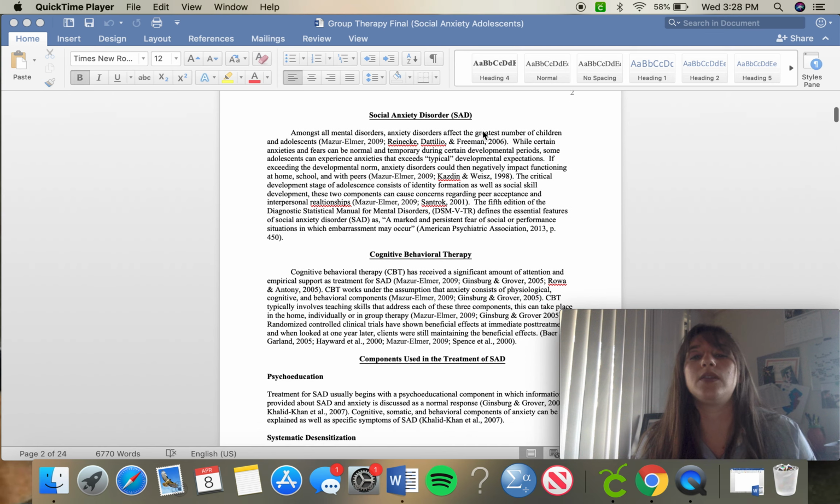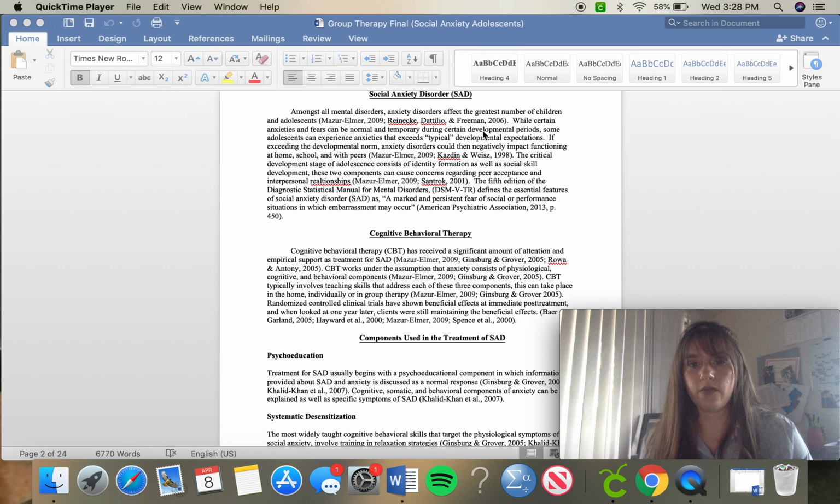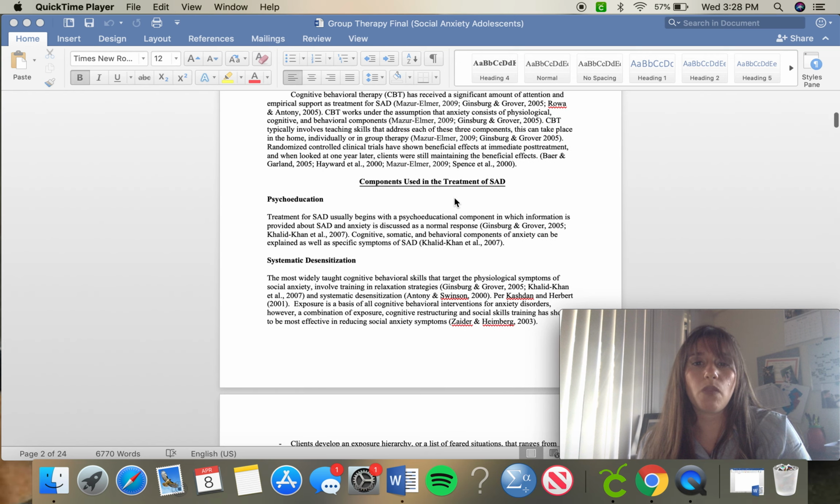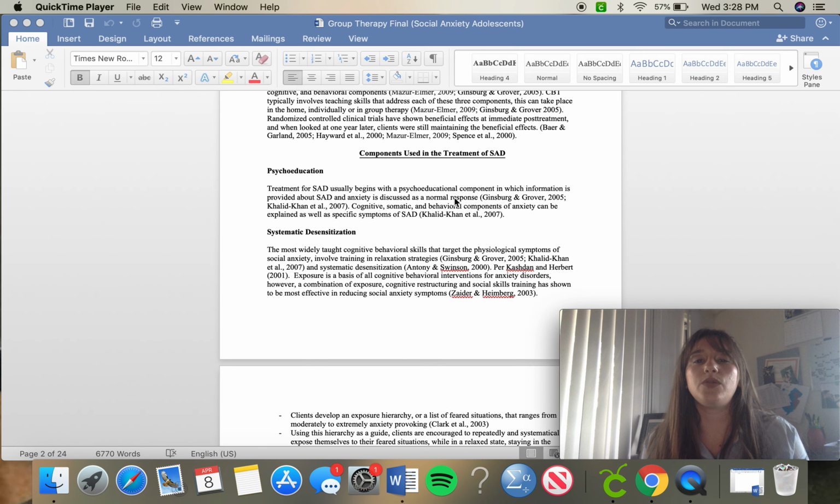So now I just want to go into a little bit about cognitive behavioral therapy, or CBT. It's received a significant amount of attention and empirical support for treatment for SAD. It works under the assumption that anxiety consists of physiological, cognitive, and behavioral components, and CBT typically involves teaching skills that address all of these components. So the components used in treatment of SAD specifically, we're going to briefly go over them.